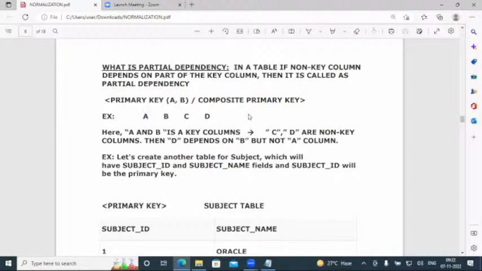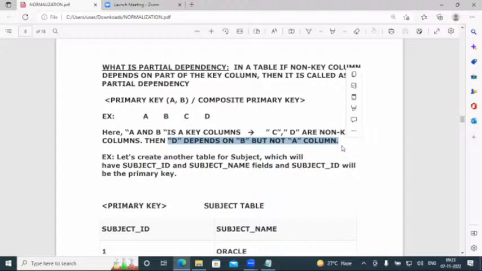Primary key constraint. Whenever you want to apply a primary key on multiple columns, that type of primary key is called a composite primary key. Understand now? So now A, B are key columns, and C, D are non-key columns. D depends on B but not A, which is called a partial dependency. C depends on B but not A, is called a partial dependency. Suppose C depends on A but not B, it's called a partial dependency. D depends on A but not B, is called a partial dependency.